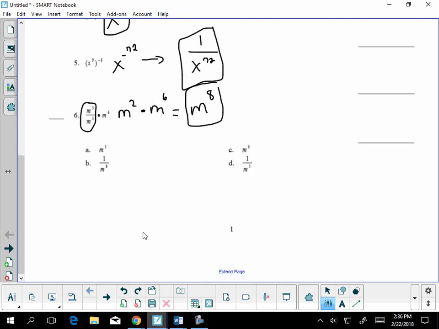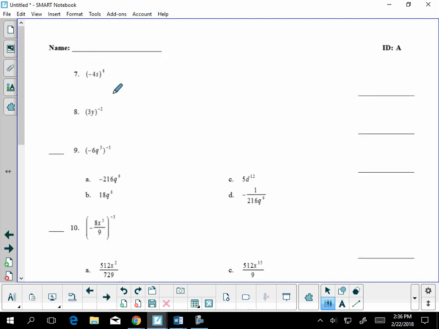Number 7. 7 is a power of a power. Even though it's not written, that negative 4 has an exponent of 1. So it's going to be negative 4 to the 6, s to the 6. That exponent needs to have everything applied to it. Well, I'd use my calculator to figure out what negative 4 to the 6 is. It is 4,096. And we still have that s to the 6.